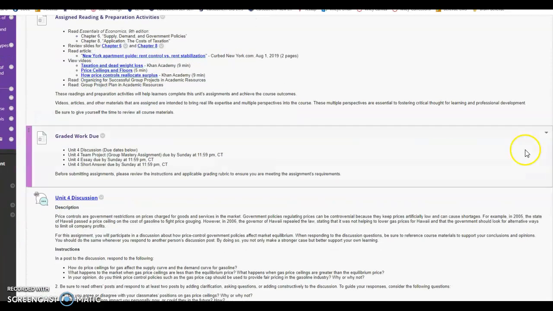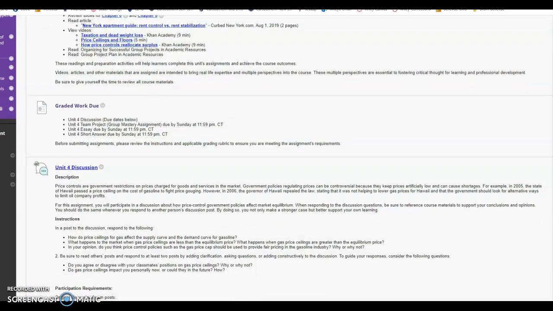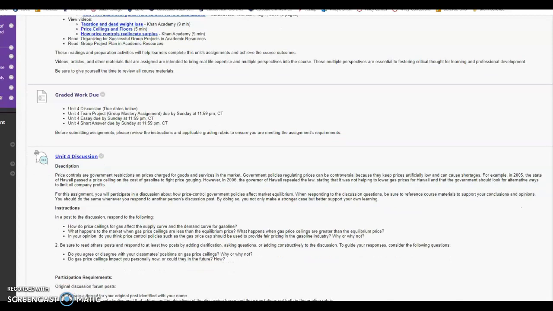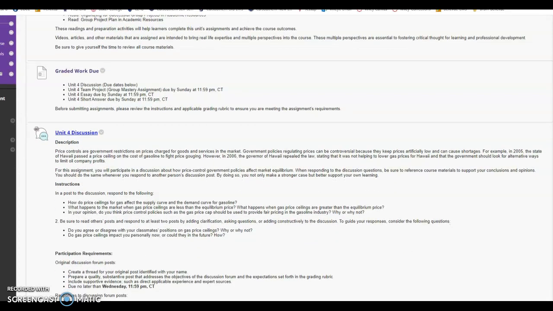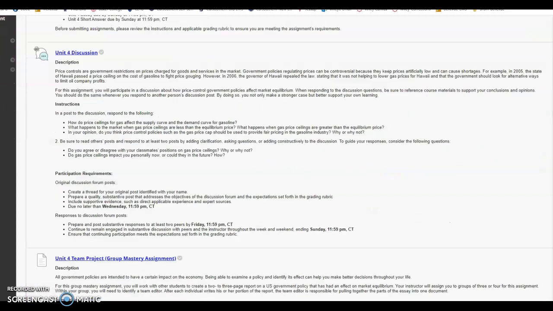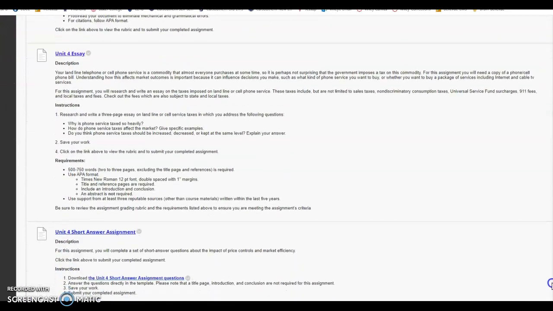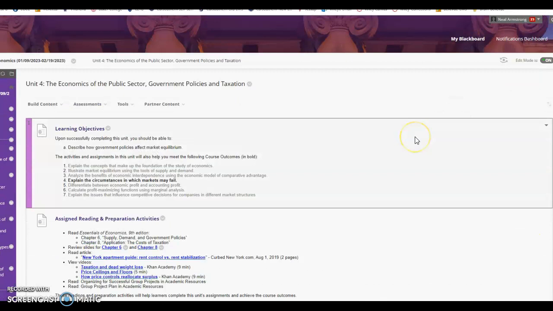Assignment-wise, we have a discussion board post, as we have every week. Your initial post is due before Wednesday at midnight, and your additional responses to others are due by Sunday at midnight. We also have a team project, which looks like I haven't set that group up, so I need to go ahead and do that in just a second. We also have an essay due Sunday before midnight, as well as short answer questions due by Sunday at midnight. If anybody has any questions about any of that, you can definitely reach out through email or anything of that nature.